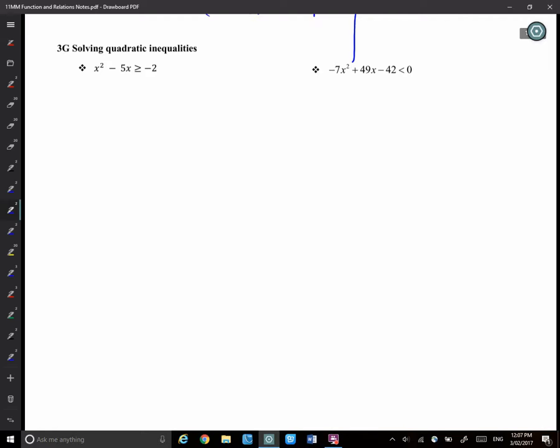Okay, one last example. So I have x squared minus 5x greater or equals to negative 2. What you need to do at the beginning of solving quadratic inequalities is move everything to one side. So I will move: x squared minus 5x plus 2 greater or equals to 0.